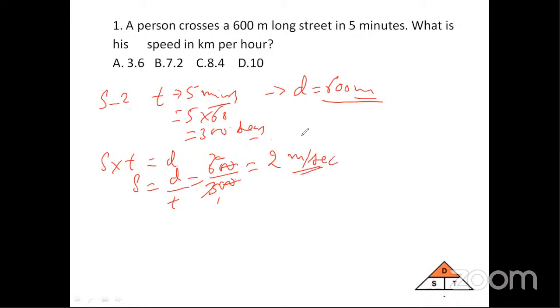But if you observe the question carefully, they are asking us to write the speed in kilometer per hour. So we know if we have to convert this meter per second to kilometer per hour, we have to multiply with 18 by 5. So 2 into 18 is 36. 36 by 5 is 7.2 kilometer per hour. So the answer is 7.2 kilometer per hour. Okay, this is how we convert. I hope this is clear.